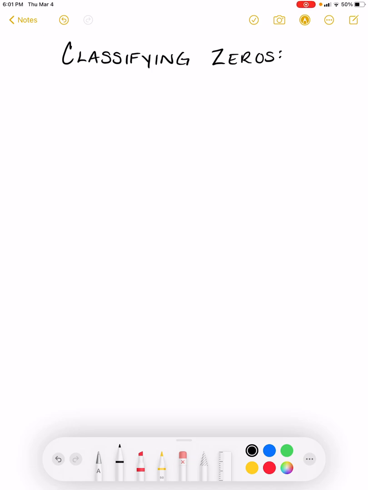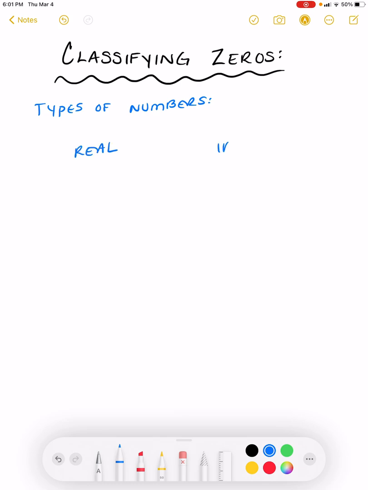We're going to talk about how to classify the zeros of a polynomial. Before we can do that, we need to start talking about the types of numbers. In our numbers, we have now learned that there are real numbers, and there are also imaginary numbers. These are the big subgroups. A number really can't be both. It's either real or imaginary, so these are two separate categories.